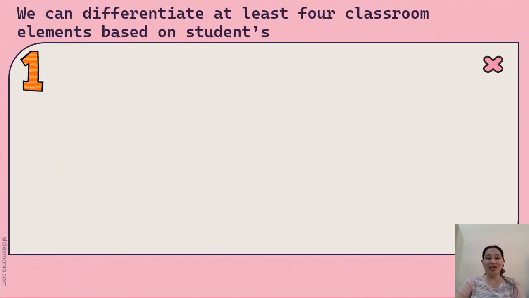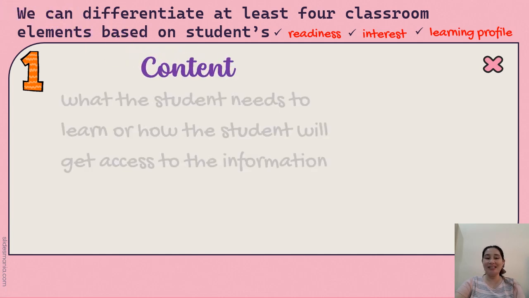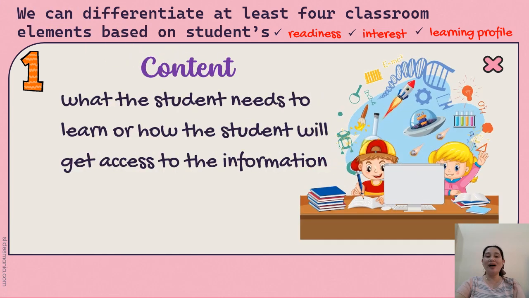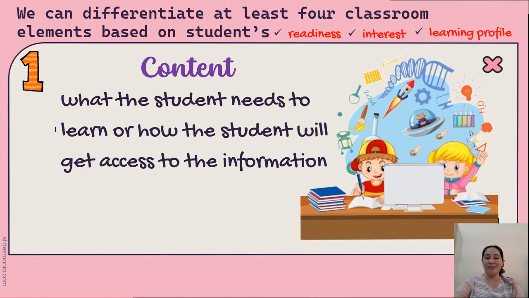We can differentiate at least 4 classroom elements based on students' first, readiness, interests, and learning profile. The first one is content. Content means what the student needs to learn or how the student will create access to information.